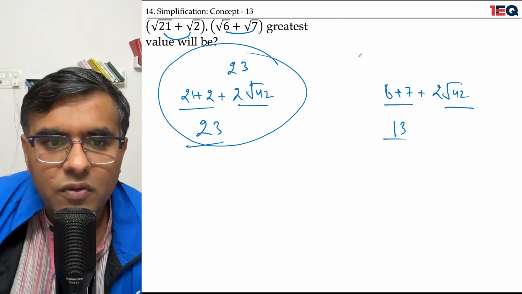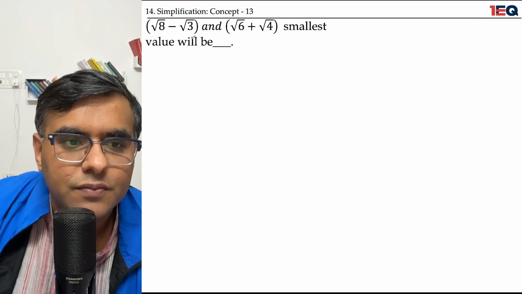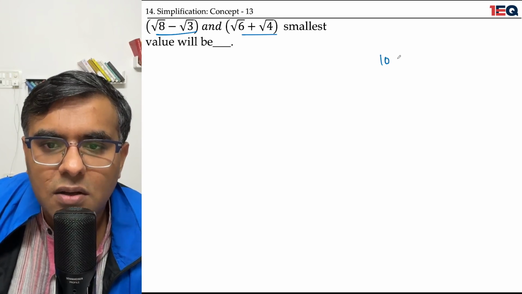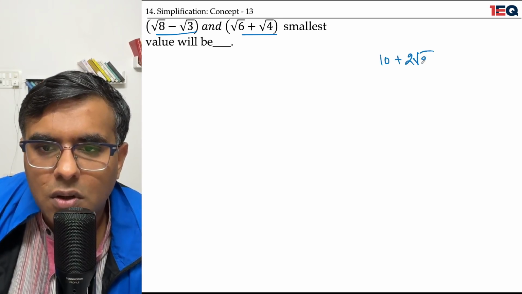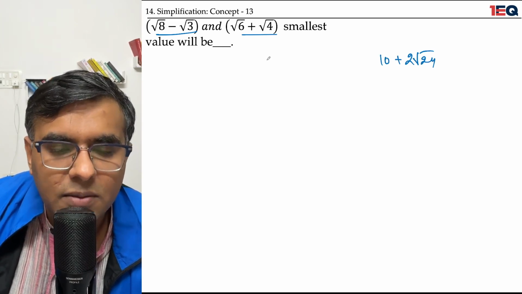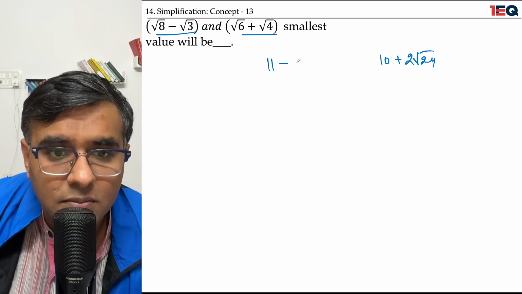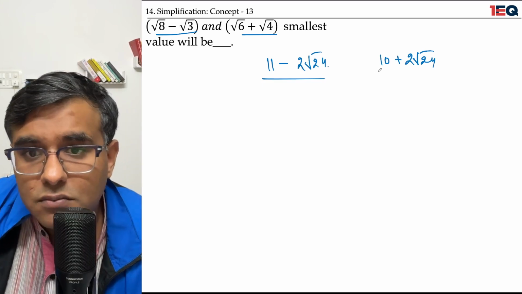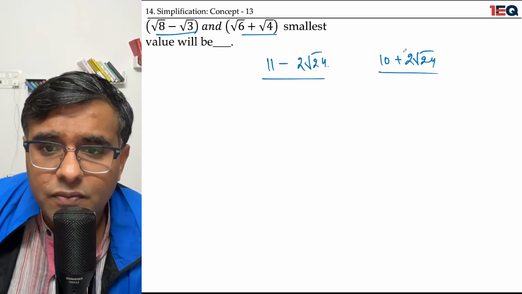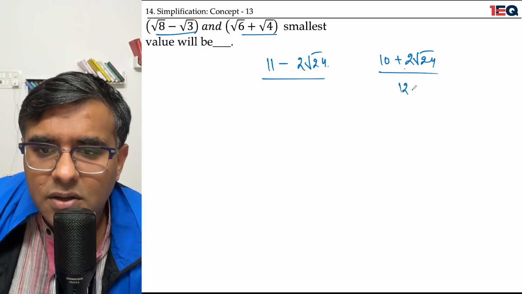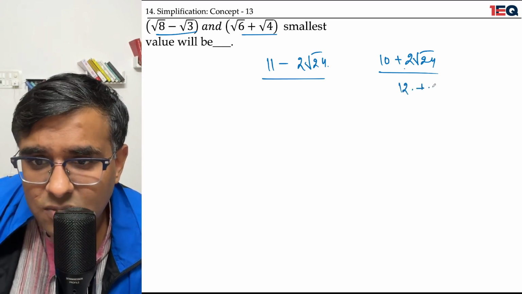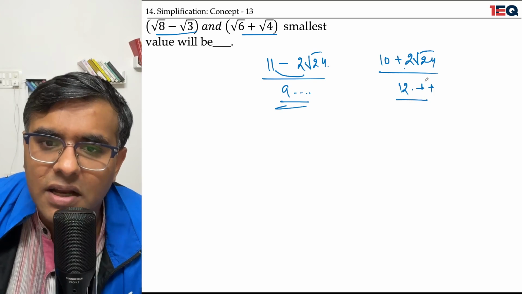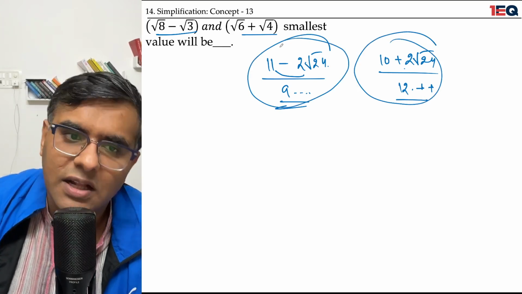Okay, moving ahead. Now we'll have to check this one. 6 plus 4 is 10. 10 plus 2 root 24. Similarly, 8 plus 3 is 11. 11 minus 2 root 24. Naturally, this is nothing but 12, a little much more than 12. And this is definitely somewhere very close to 9 or even less than 9. So, simple squaring helps you out a lot.